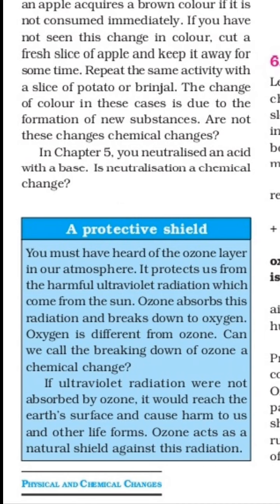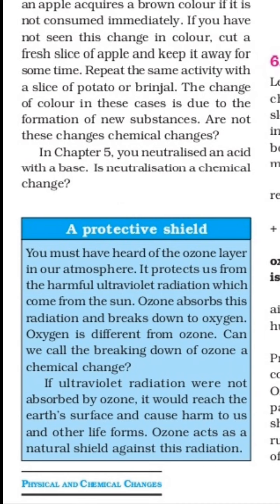Can we call the breaking down of ozone a chemical change? Yes. When ozone breaks down, it is called a chemical change. Why? Because a new substance, oxygen, will be formed. Already mentioned here, ozone absorbs the radiation and breaks down into oxygen. In the same way, it absorbs ultraviolet rays and a new substance, oxygen, is formed. That's why it is called a chemical change.